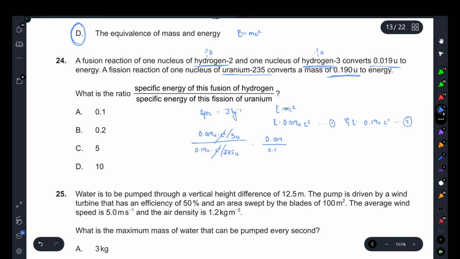0.019 divided by 0.19 times 235 whole divided by 5. This gives us 1, 10, and 47, which gives us 4.7, which is approximately equal to 5.